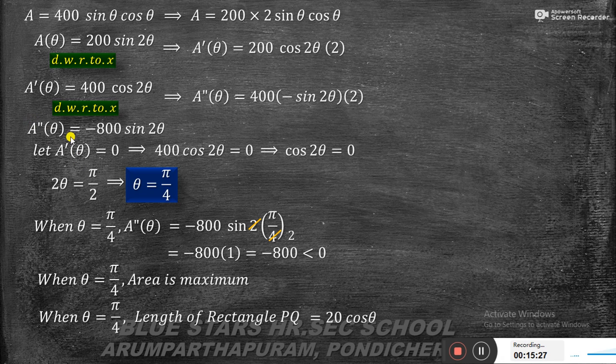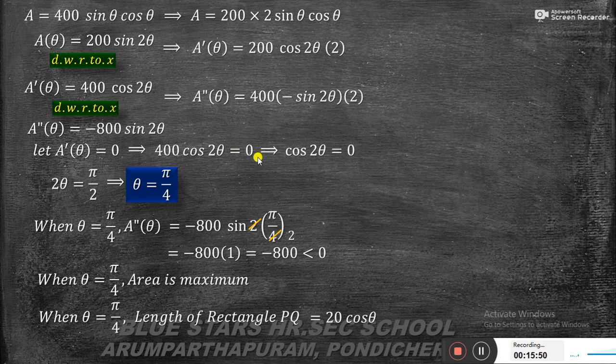Therefore a double dash of theta equal to 400 into 200, 800, so minus 800 sin 2 theta. Now a dash of theta equal to 0. We know that a dash of theta equals 400 cos 2 theta. So 400 cos 2 theta equal to 0.